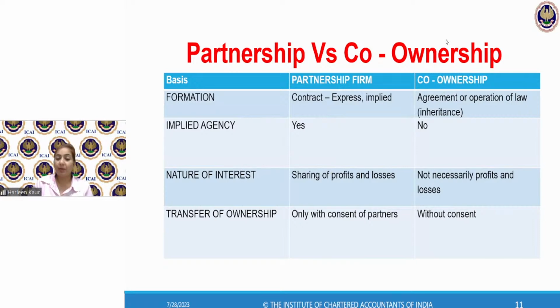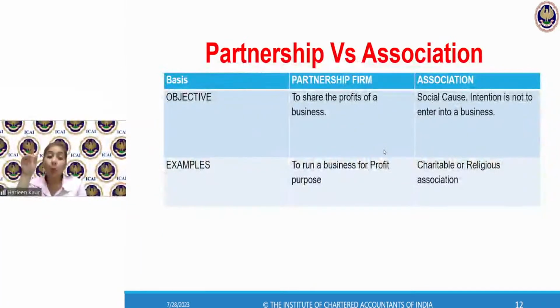Co-ownership and partnership is absolutely clear now. Now what is the third form of differences? It says partnership form and association of persons.